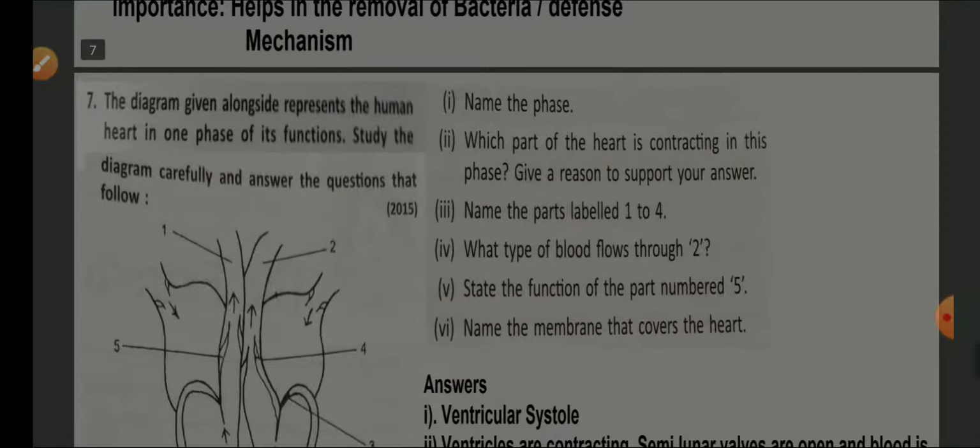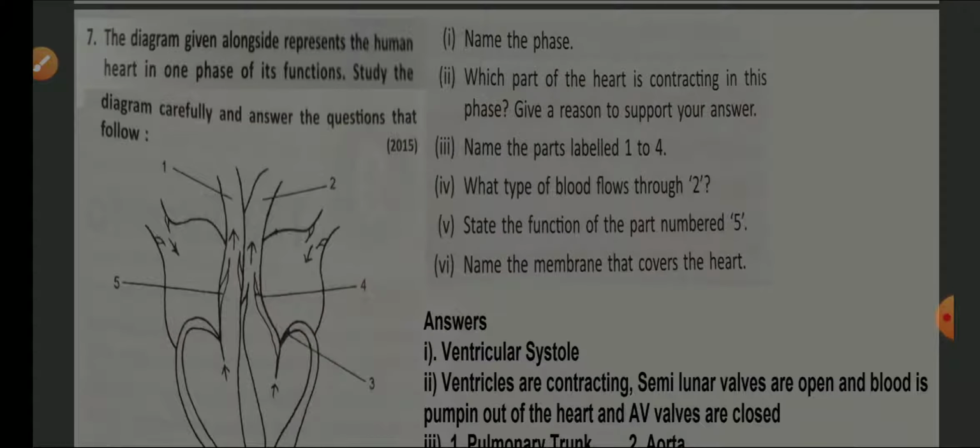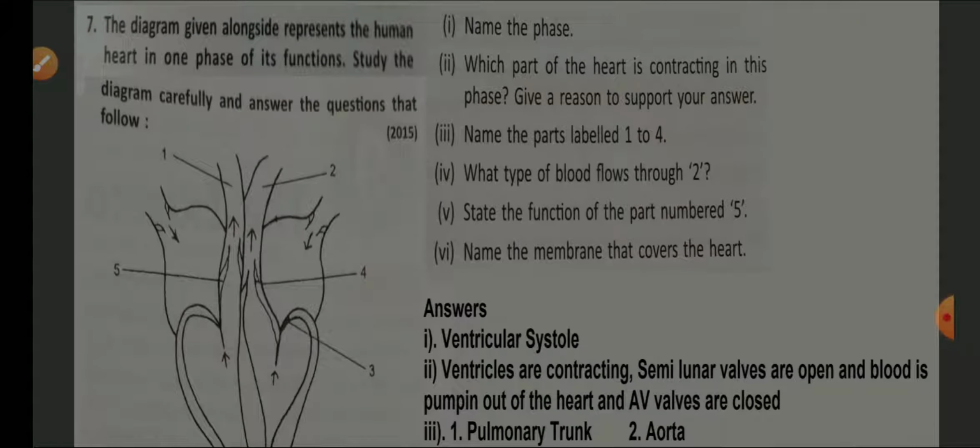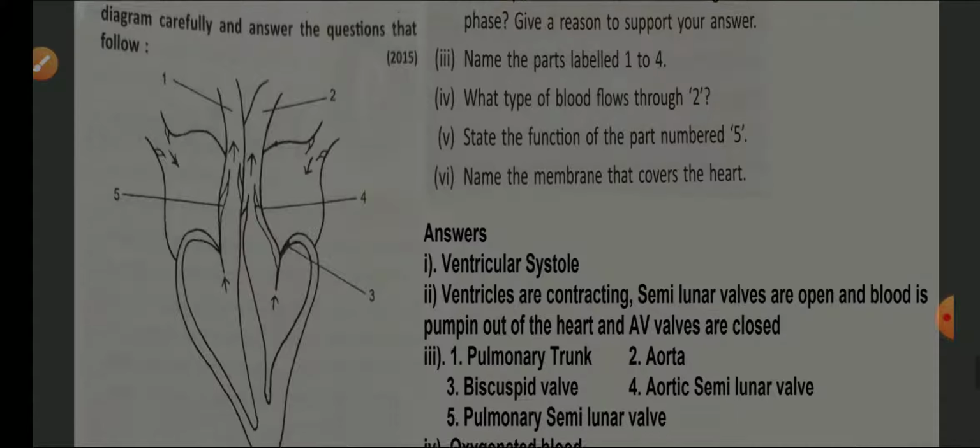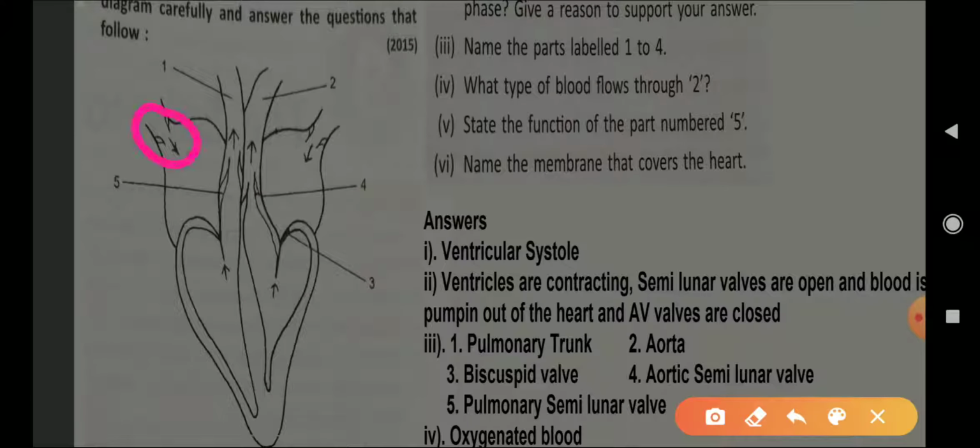Question number 7. It is like question number 1. The diagram given alongside represents the human heart in a phase of its function. Study the diagram carefully and answer the following questions. Name the phase. Now if you see the phase, here the valve is open, here the valve is open, here the valve is closed, here the valve is closed, here the valve is open, here the valve is open.